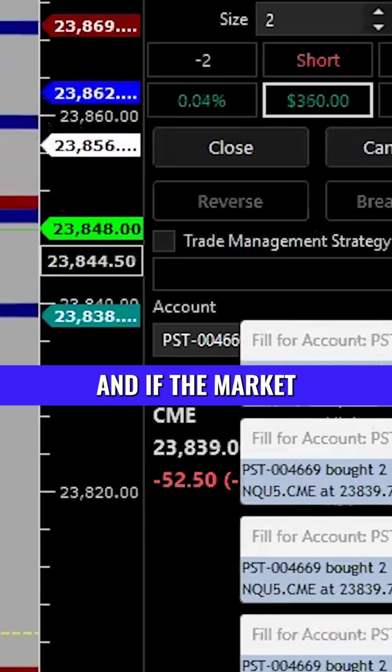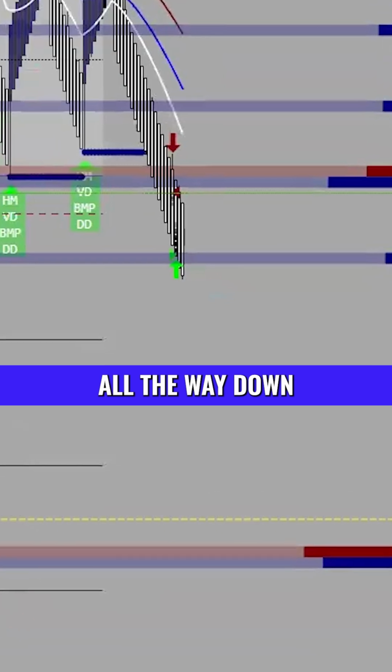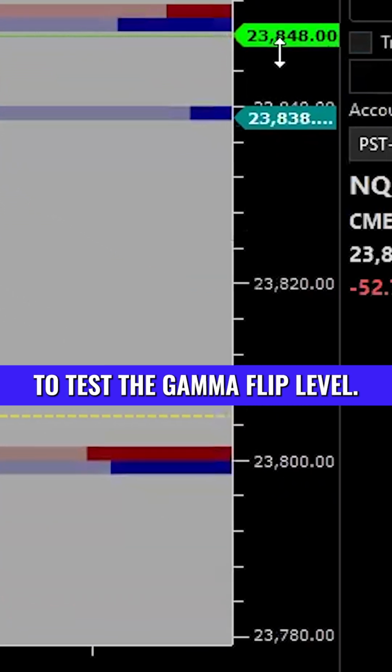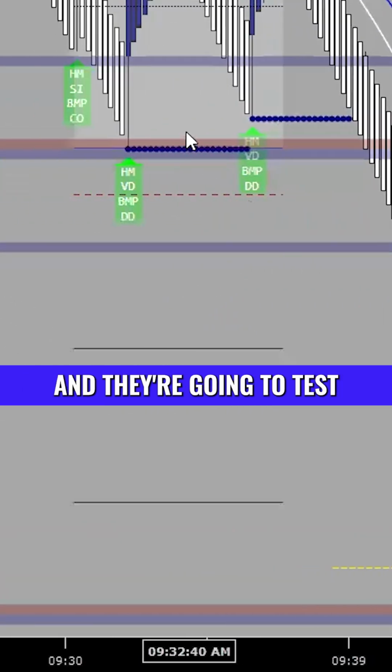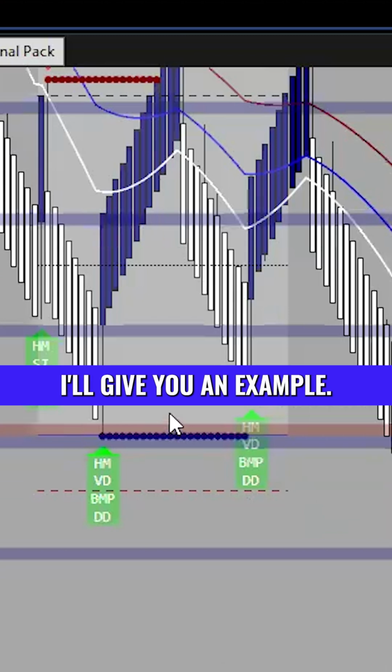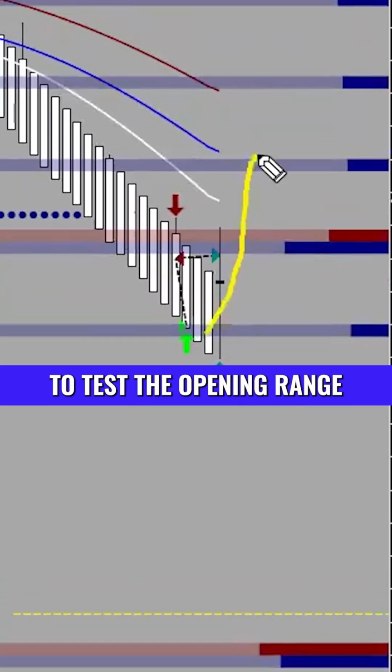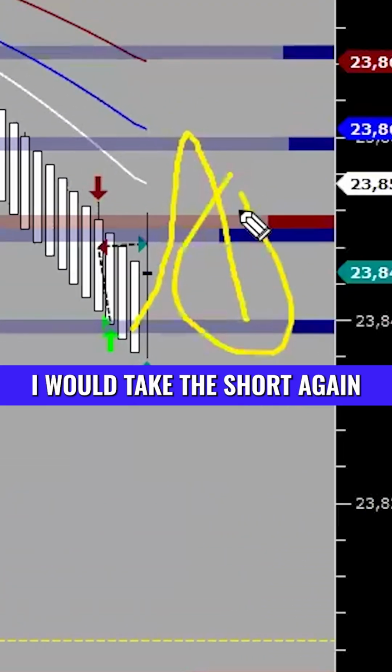Break even. And if the market wants to rip, I'm going to let it rip all the way down to test the gamma flip level. Watch what's going to happen. They're going to come back up and they're going to test the opening range. I'll give an example: if they came back up to test the opening range and then reversed back, I would take the short again back down.